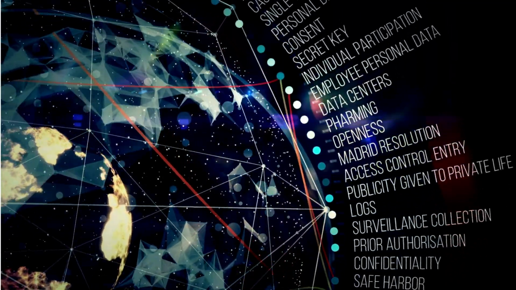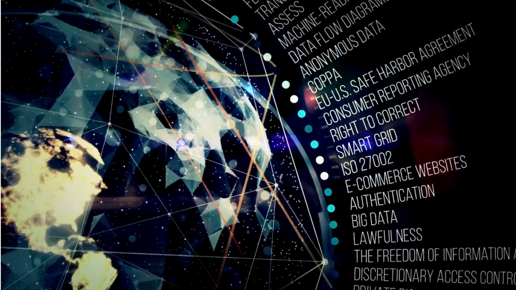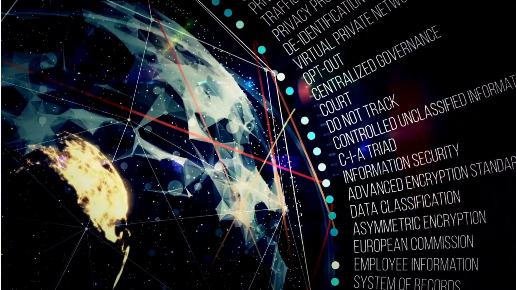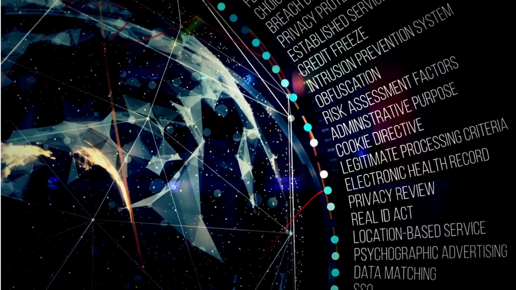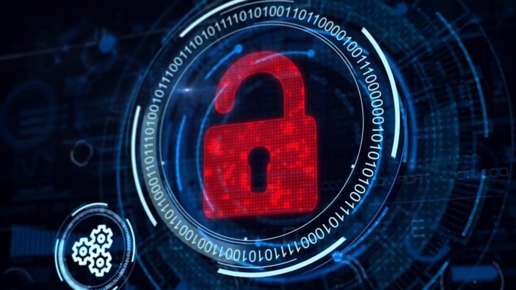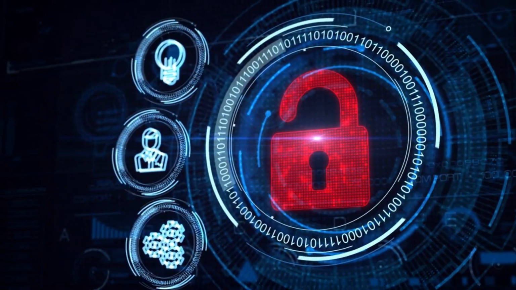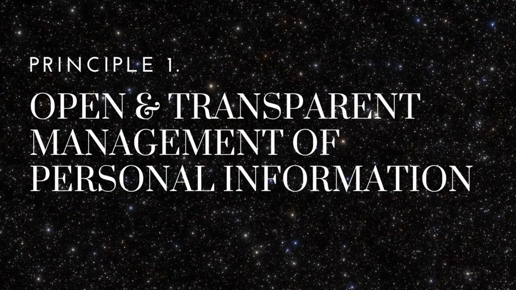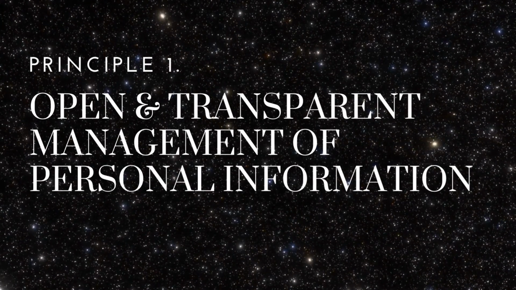The principles were first introduced in 2014, as part of the Privacy Amendment Enhancing Privacy Protection Act, and they apply to businesses with an annual turnover of $3 million or more. The APPs cover all aspects of data privacy, from the collection and the use of personal information to its disclosure and storage. So, Principle 1, open and transparent management of personal information.